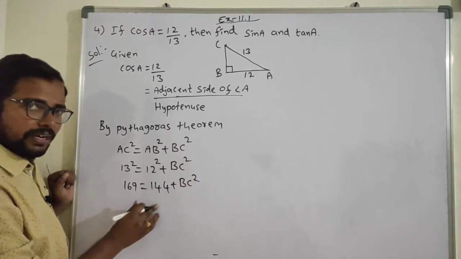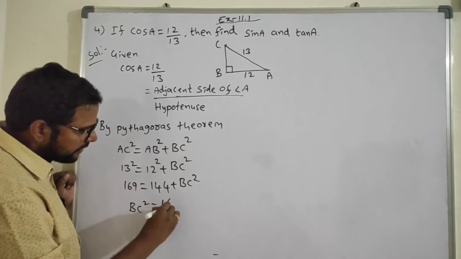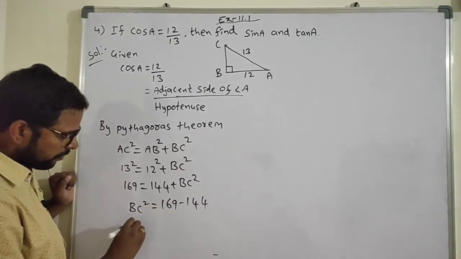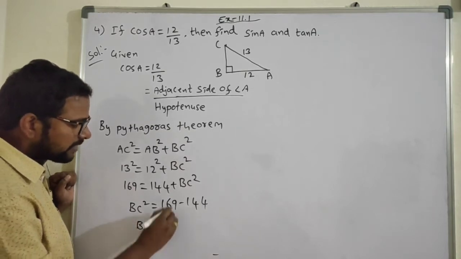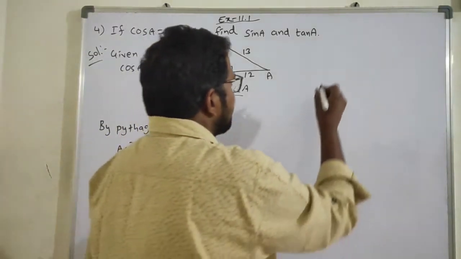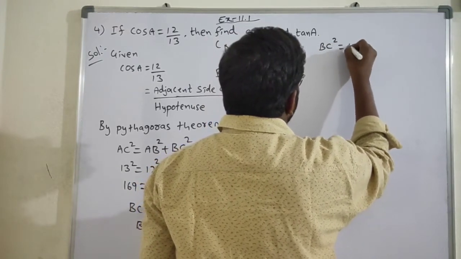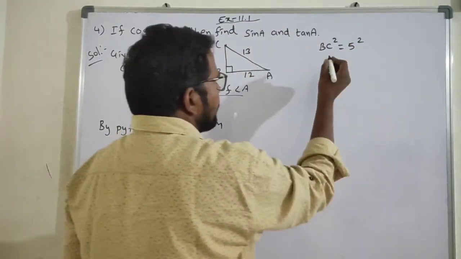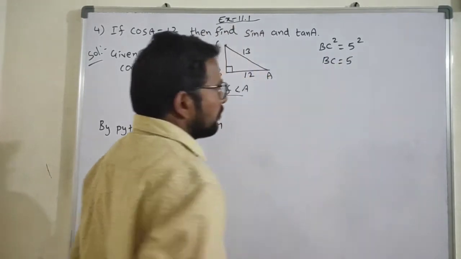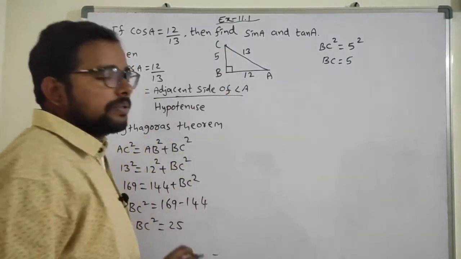Take 144 to the left hand side. So BC square is equal to 169 minus 144, which is 25. 25 can be written as 5 square, so BC is equal to 5 centimeters. So this BC is 5.